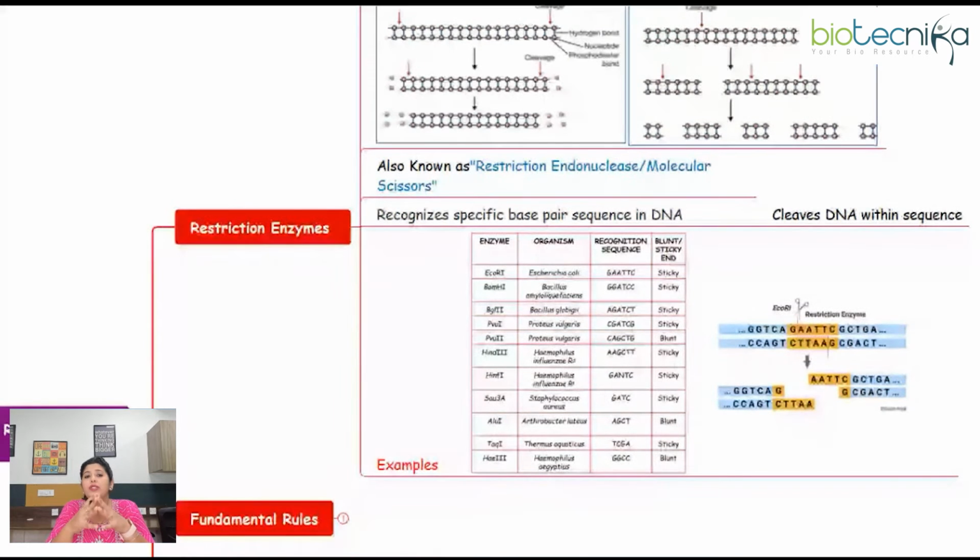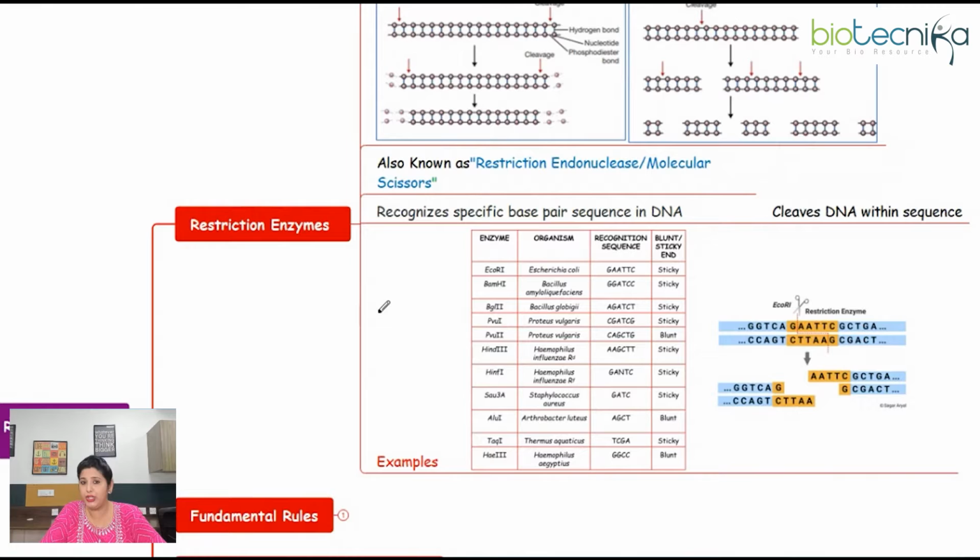over 3000 different types of restriction enzymes have been discovered, and specifically type 2 restriction endonucleases are most commonly used in gene cloning and recombinant DNA technology. So here you can see the examples of type 2 restriction endonucleases. EcoR1, BamH1, a few examples I have quoted. EcoR1 is isolated from Escherichia coli, and you can see this is the particular sequence it recognizes.